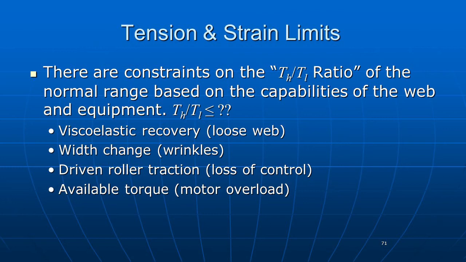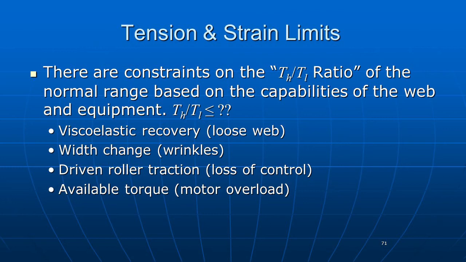At high tension on the upstream side, the web is necked down. You go over a roller, you drop into a low tension zone, you'll see a lot of waves and troughs because the web gets wider, but the edges don't move apart. So all that extra width becomes troughs. And so big tension drops over driven rollers can create wrinkles.